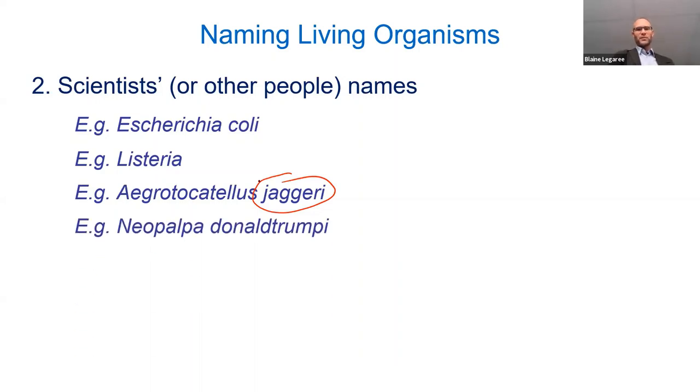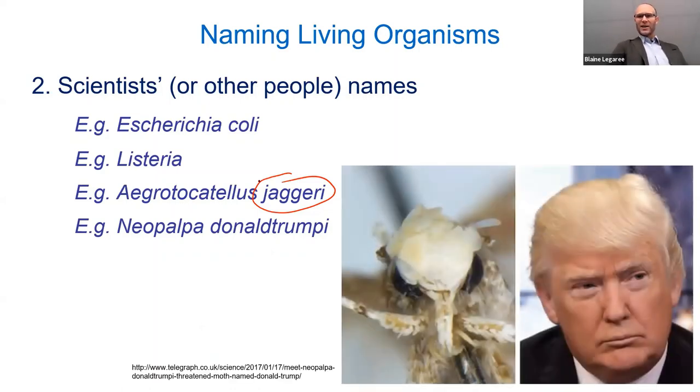How about this one here? Anyone see the name there? So whether you are a fan or not, you cannot deny the resemblance. I believe this is some sort of moth, and it had the yellow comb-over look, and somebody could not resist. They had to name it after Donald Trump. This was actually not too long ago. So I thought that was something else kind of interesting. There's actually a number of these things named after people for various reasons.